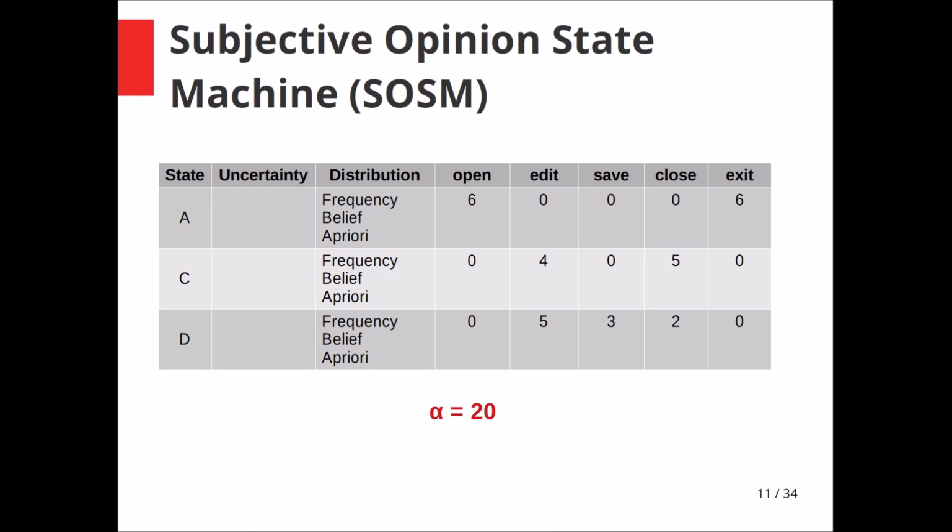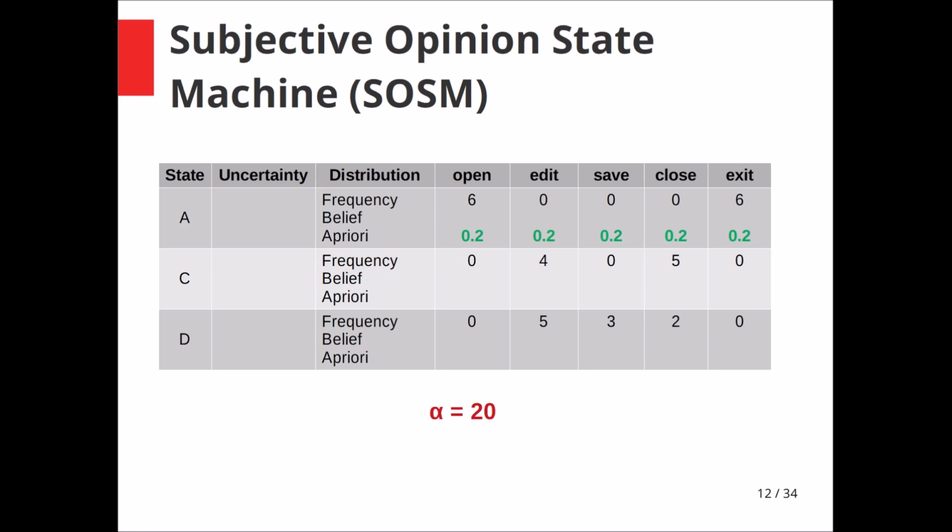We can start computing the a priori distribution. We initially assume that each transition or event is evenly likely. That means when we have 5 events, the a priori probability is 0.2 for each event.